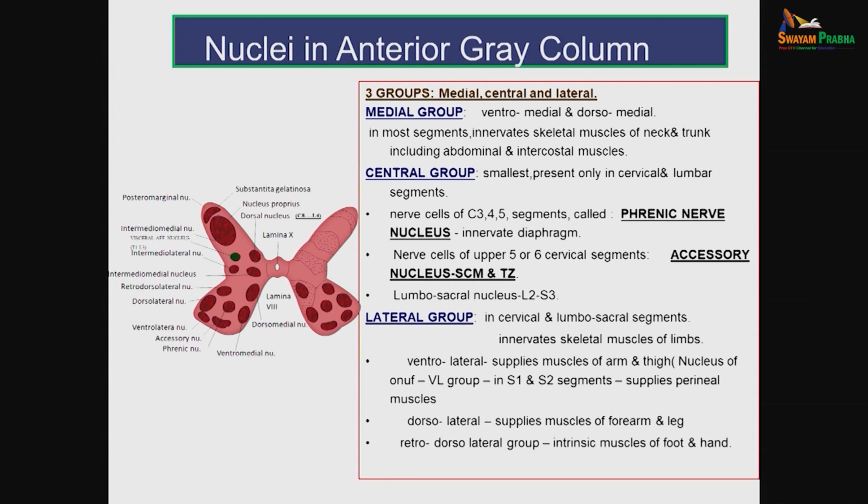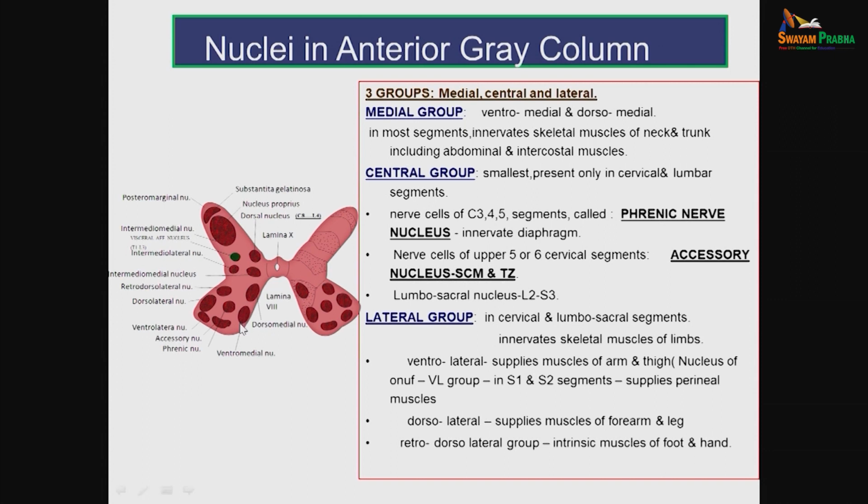Nerve cells of the upper 5 or 6 cervical segments form the accessory nucleus, the axons of which innervate the sternocleidomastoid and trapezius muscles. There is one more nucleus in the lumbosacral region, called the lumbosacral nucleus, extending from L2 to S3 segments. Its functions are not known.